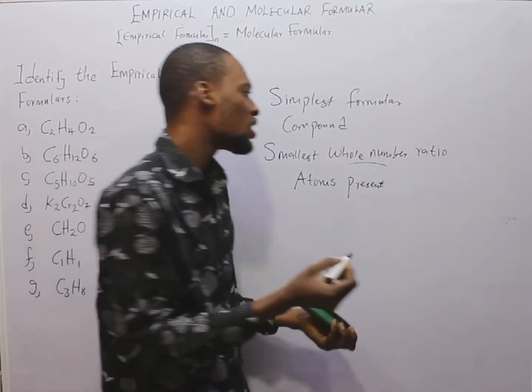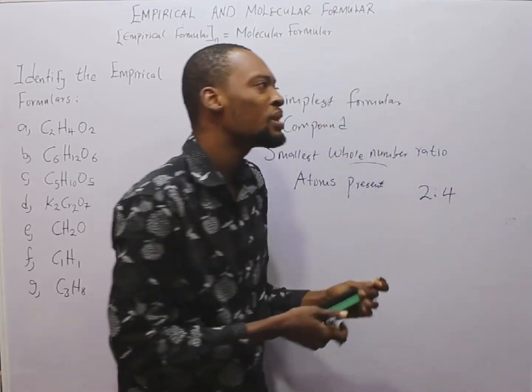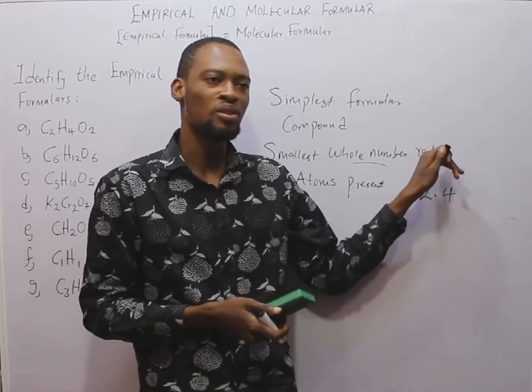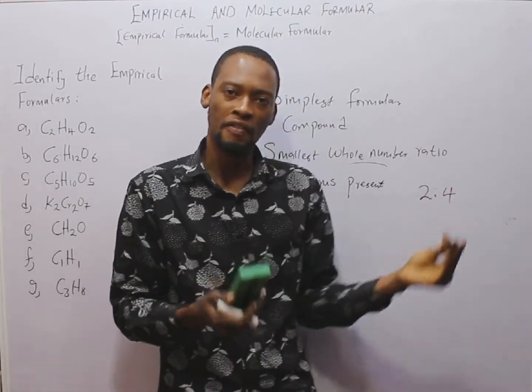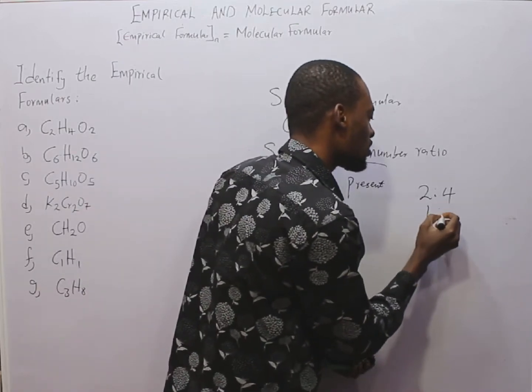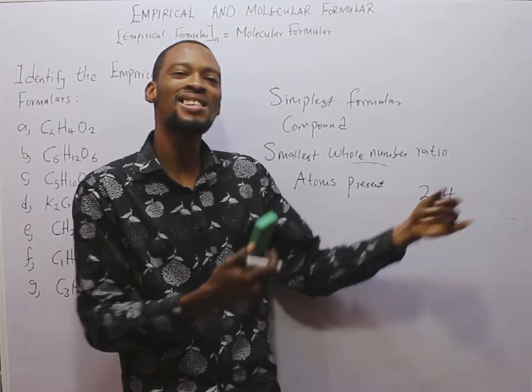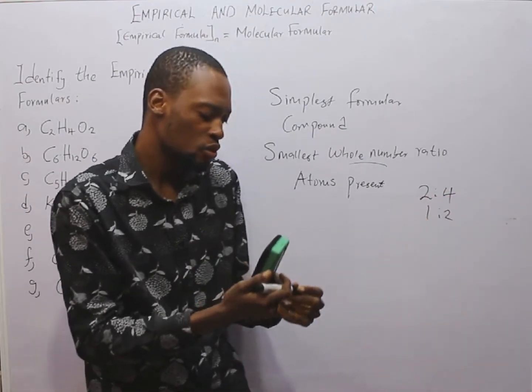And what is a ratio? If I say 2:4, it simply means that as this is increasing by 2, this is increasing by 4. And you can break down this ratio to be 1:2, which means 2:4 in the simplest form is 1:2.